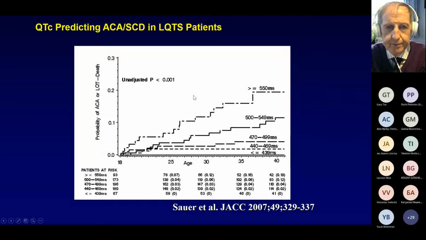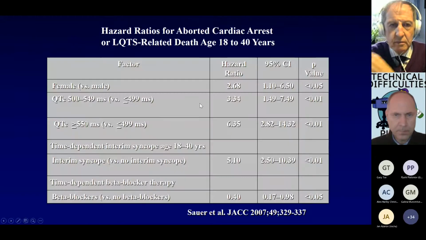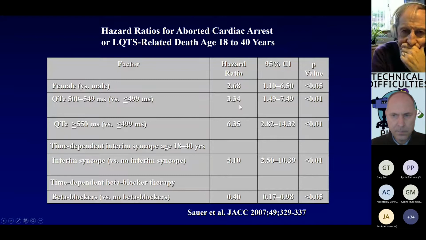There is another paper from our group where we look at adults between 18 and 40, and this is how the scale is going between age 18 to 40, and you have risk of aborted cardiac arrest or death, not syncope. This was a harder endpoint, and you see there is really a significant jump if you go to 500, especially above 550 in terms of risk, and this risk is like 3.3 in QTc 500 to 550, and for 550 or more is about 6. So really a very high hazard ratio for this patient population.